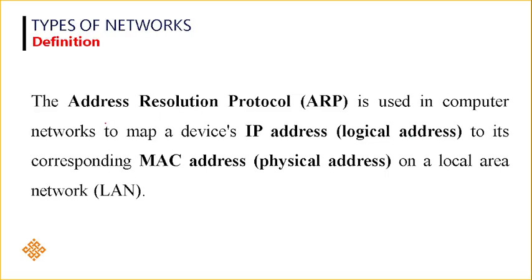First, let us see the definition. The Address Resolution Protocol, also known as the ARP protocol, is used in computer networks to map the IP address to its corresponding MAC address on a local area network. So it means whenever you have the IP address but you don't have the MAC address, then this ARP protocol will fetch the MAC address from the IP address.